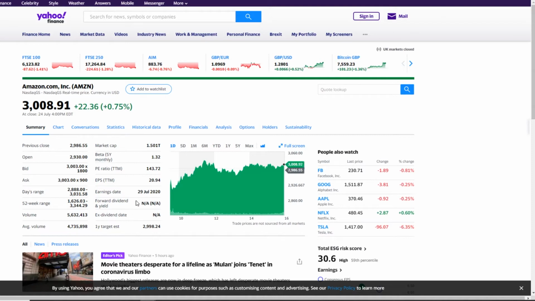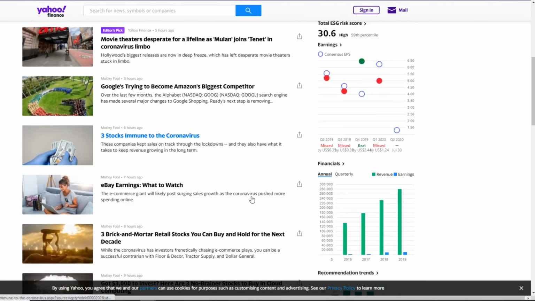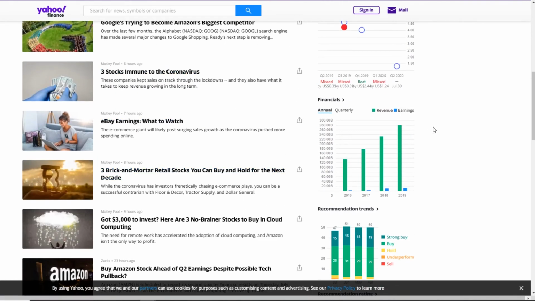There is also other important information like earnings date, dividend amounts and dates. Then, over to the right, for me, is one of the most important parts. It shows the earnings and revenue in an easy to see graph. As I've said, there is a lot of information here, and I could do a whole other video just on Yahoo Finance.